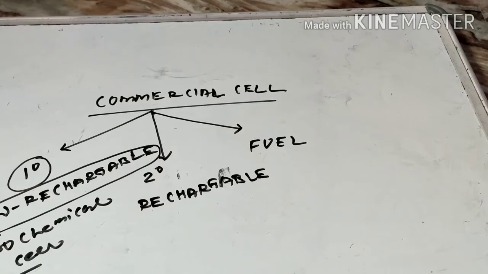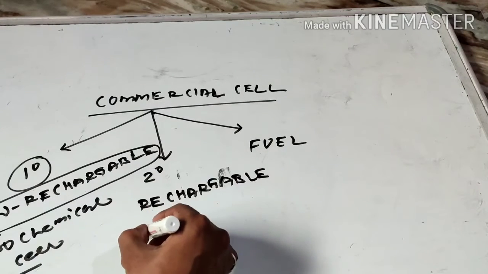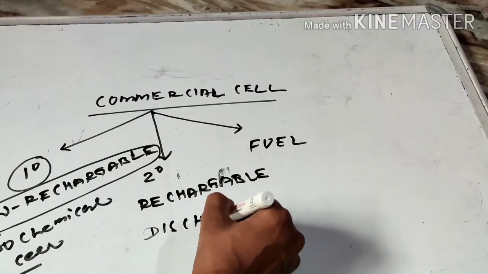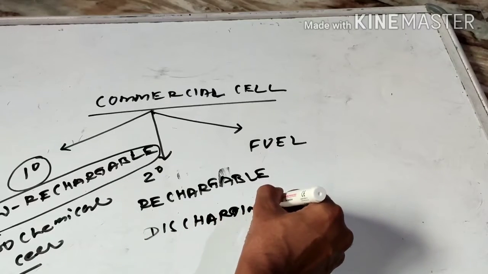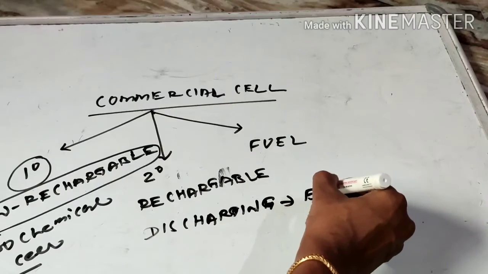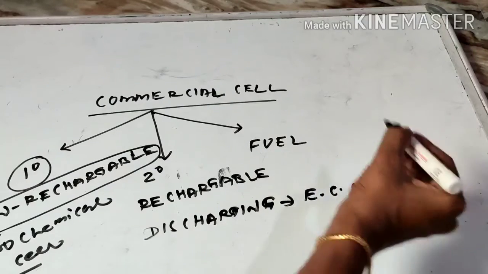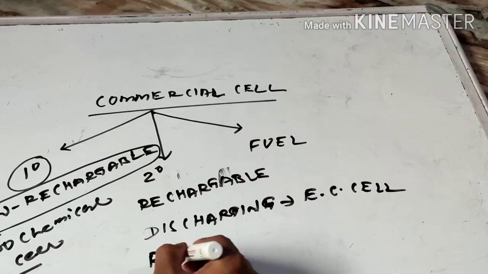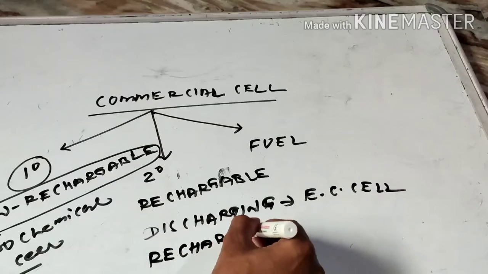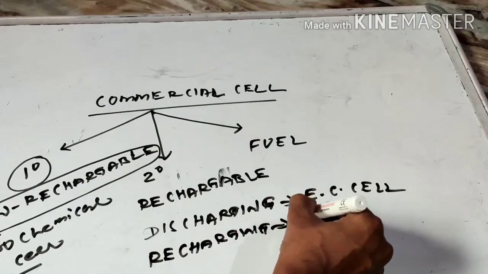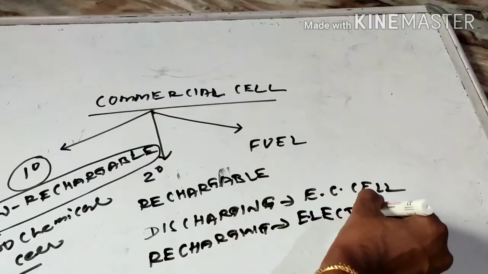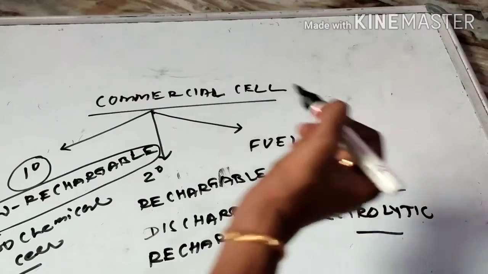So during the discharging it acts as an electrochemical cell, and when it becomes discharged, we put it in an outward source of current to recharge it. Under that condition it acts as an electrolytic cell. So the rechargeable cells during the discharging act as an electrochemical cell, and during the recharging act as an electrolytic cell.